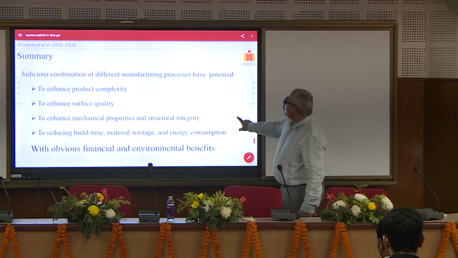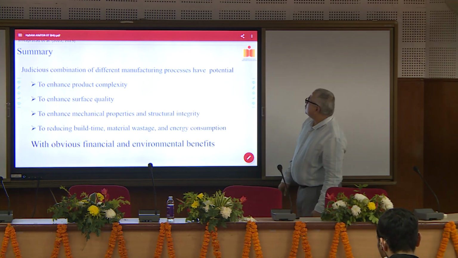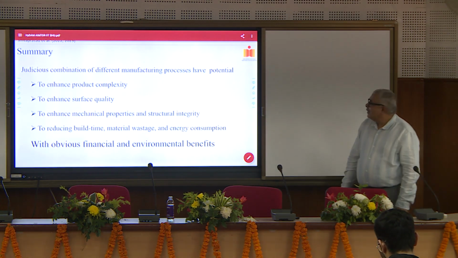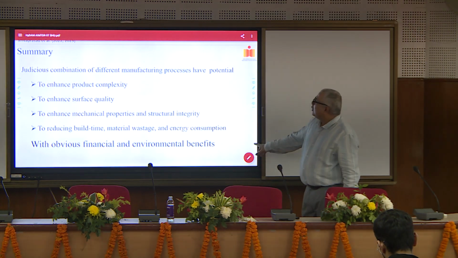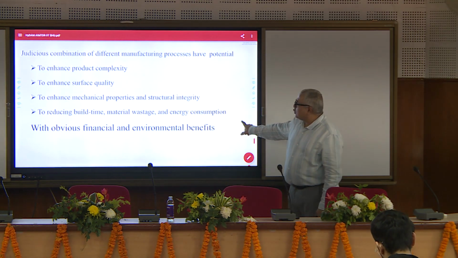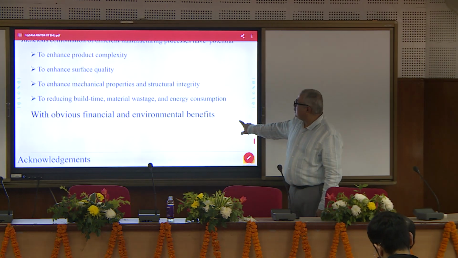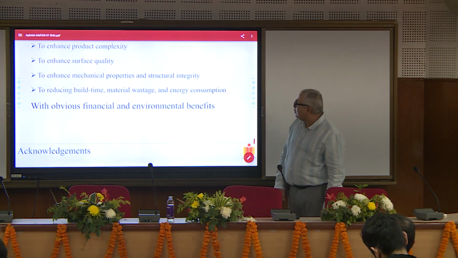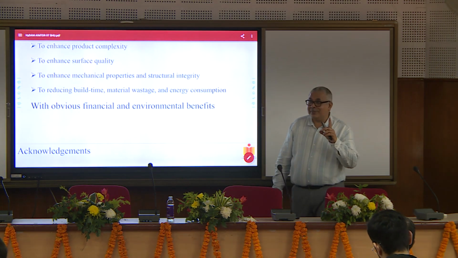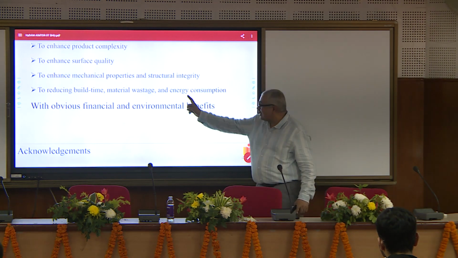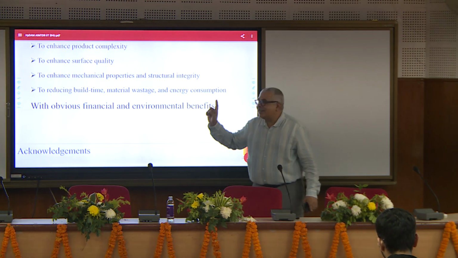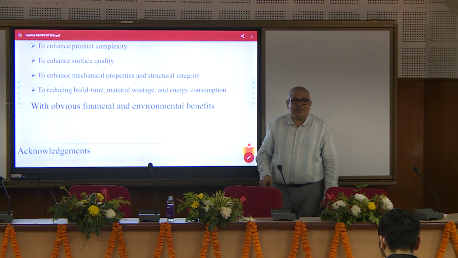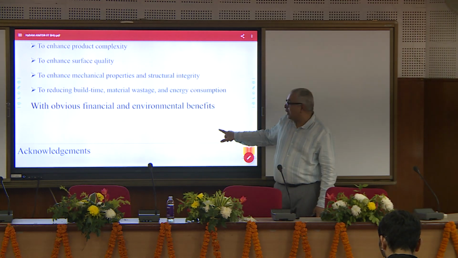So, a judicious combination of different manufacturing processes has the potential to enhance product complexity, surface quality, mechanical properties, and structural integrity, and to reduce build time, material wastage, and energy consumption. That is a major one. With obvious financial and environmental benefits. That has to be applied.